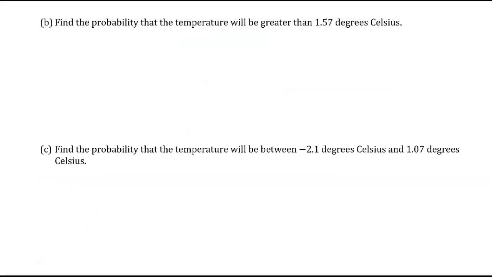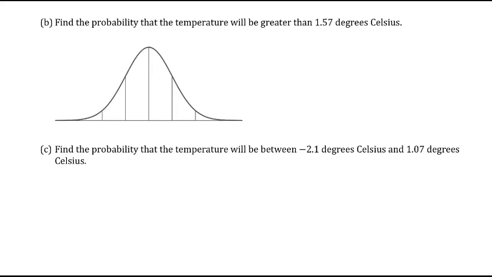Now let's find the probability that the temperature will be greater than 1.57 degrees Celsius. We will start again with our picture of our standard normal distribution with a mean of 0 and a standard deviation of 1. This time we're interested in temperatures that are greater than 1.57. That is 1.57 standard deviations above the mean, and we can sketch that value here. To find the probability that the temperature will be greater than this value, we need the area under the curve to the right of this value. This area is equal to the probability of having a data value greater than 1.57.